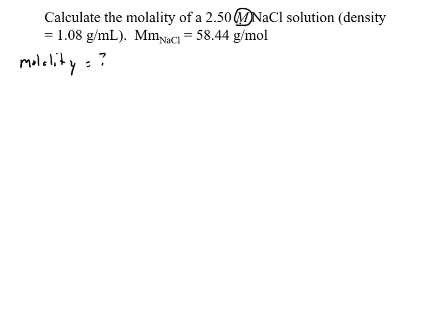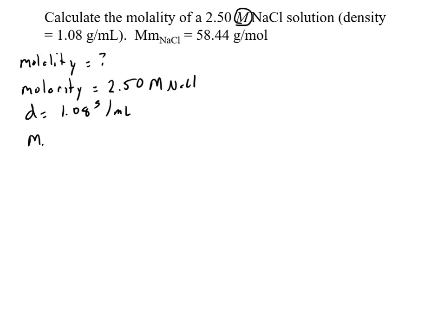Again, this is how it's going to be given to you on the test. So I need to recognize the fact that this M is molarity. I write it out because it's very difficult to tell the difference between a small m and a big M unless I write them side by side. It's 2.50 capital M of NaCl. I have a density of solution of 1.08 grams per milliliter. And I went on and gave you the molar mass of sodium chloride as being 58.44 grams per mole.